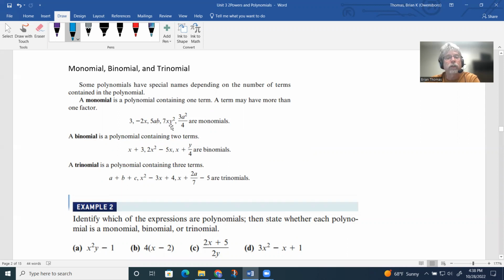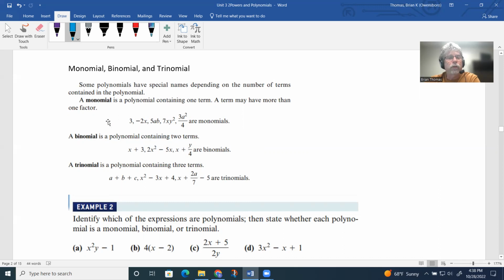7 times x times y squared, because remember, y squared represents multiplication as well. That's fine. 3 times a squared over 4. Notice how we do have a fraction, but we are allowed to have numbers in the denominator, just not variables in the denominator. So these are all examples of what we call monomials.